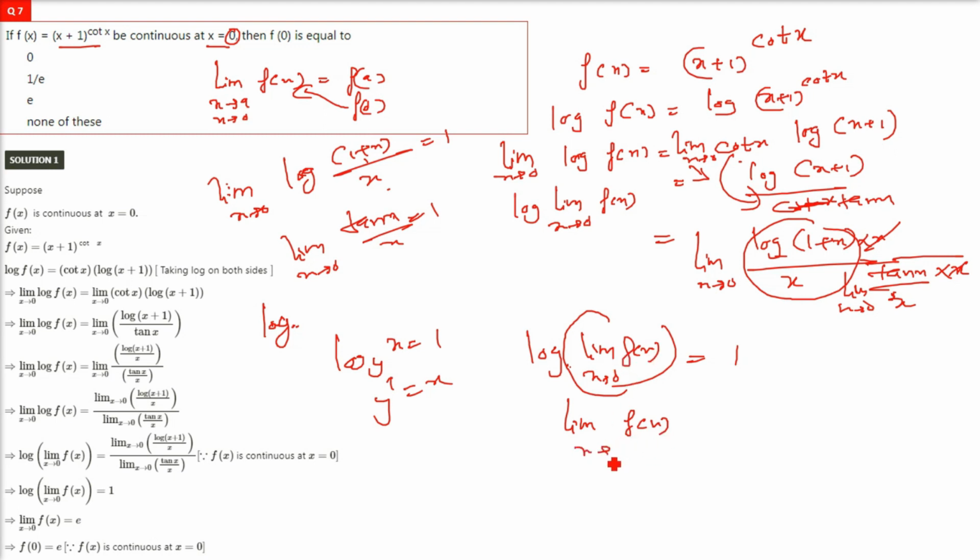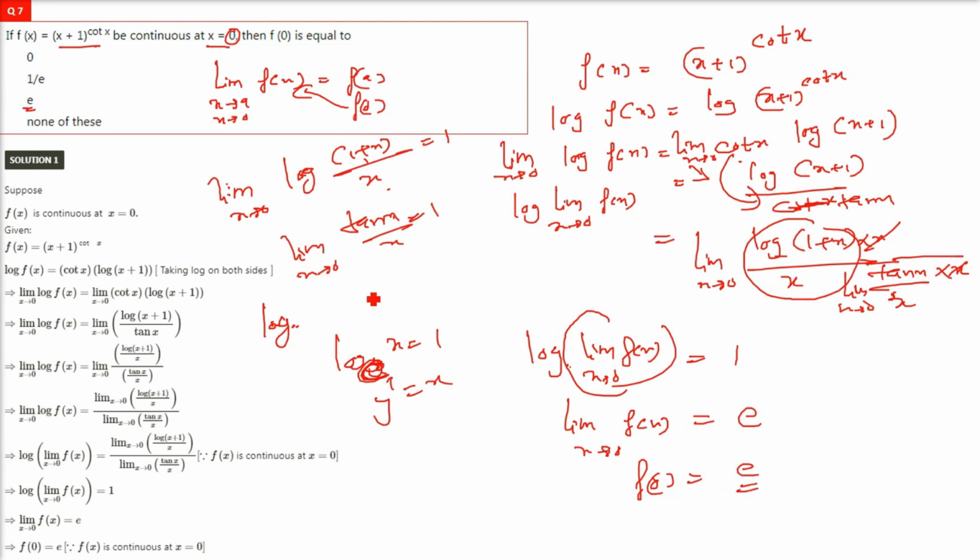As I told you earlier, you need to have a fair idea about the logarithm, then only will you be able to understand this. So log base is e. Now e to the power 1 is limit f(x) as x tends to 0. So the answer here is limit x tends to 0, f(x) is e. So f(0) is e, because basically f(0) is the limit.